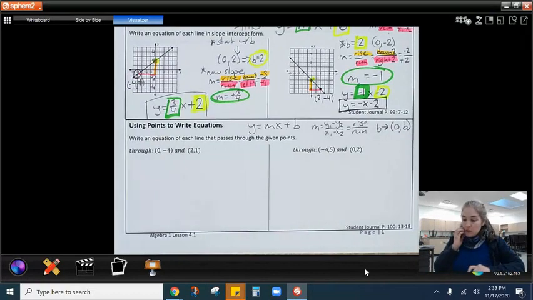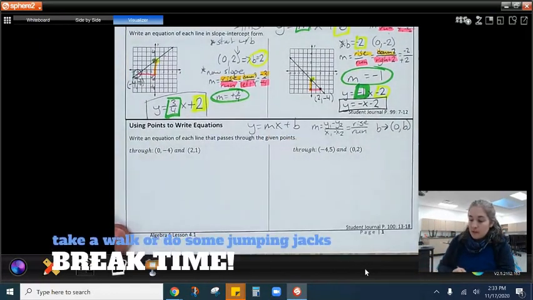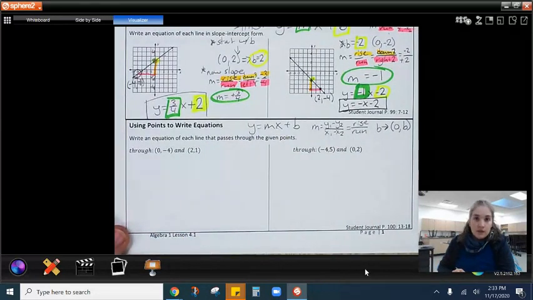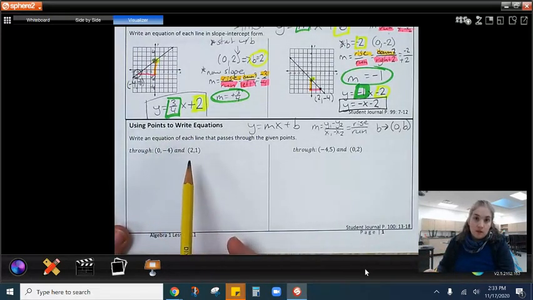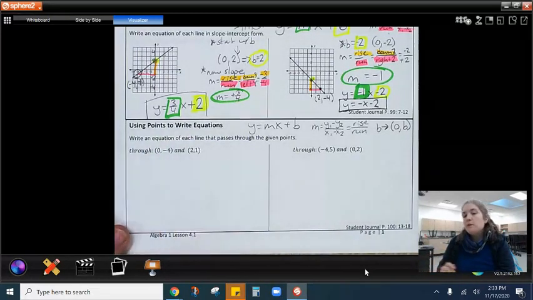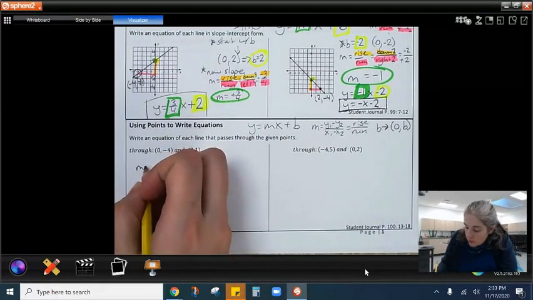Our next example is using points to write equations. So we have our y equals mx plus b. First thing we're going to do with this guy, I like to just start off by finding my slope. Okay, so with these guys, I think it's easiest to start by finding the slope. Some of you might notice that one of those points is special, and we'll come to that in a minute.